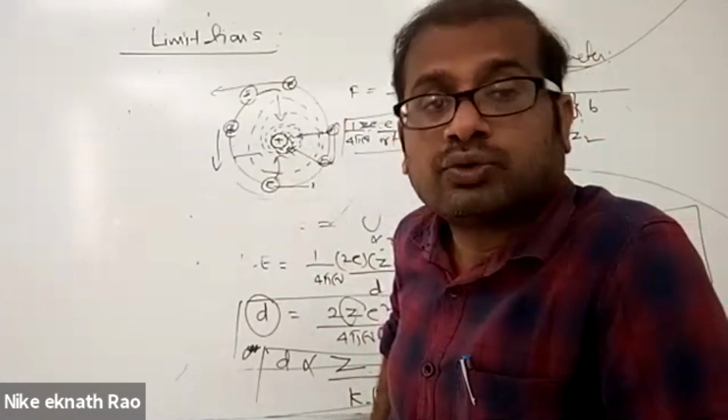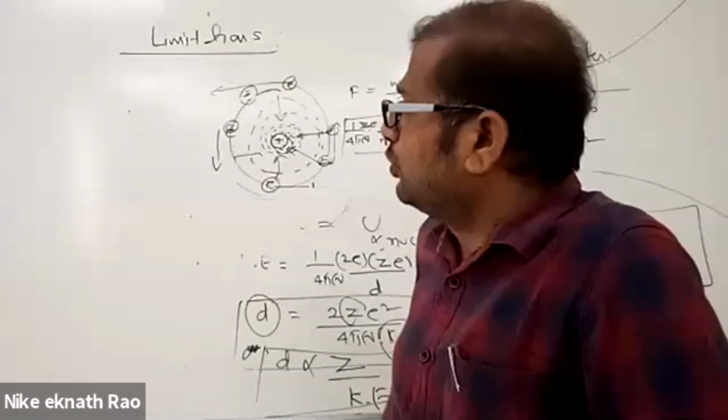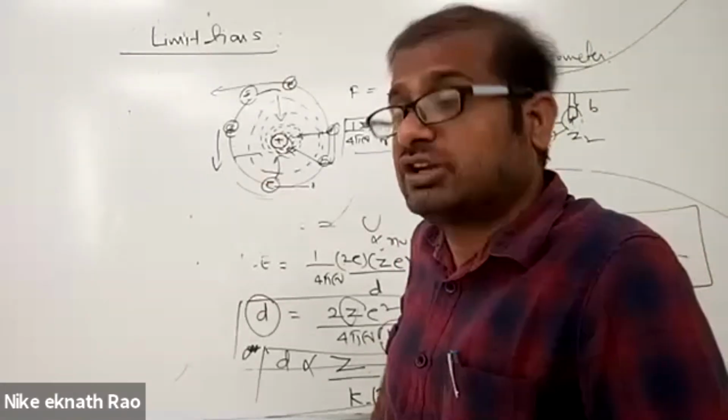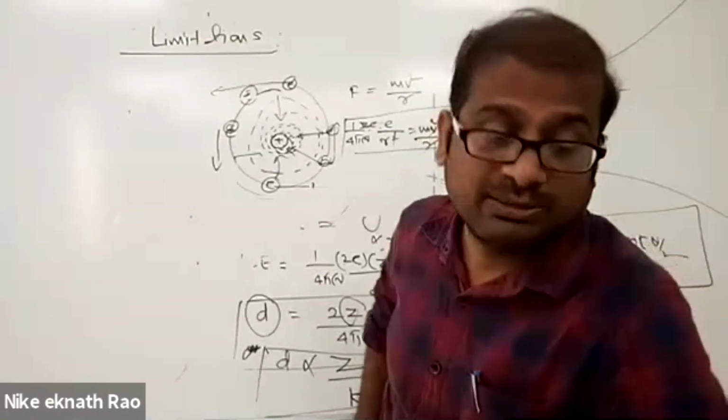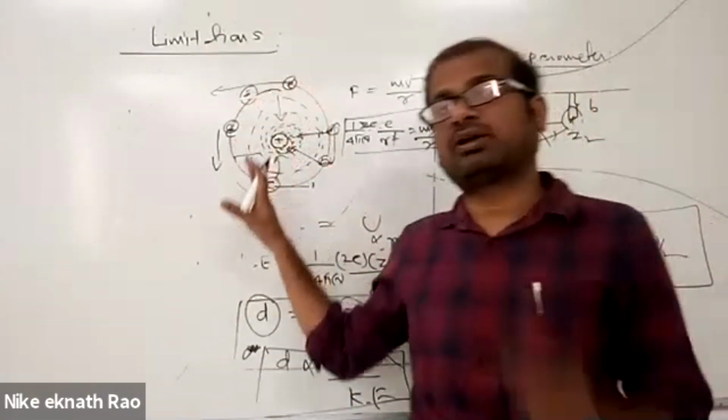So Rutherford was able to explain only partially. What is actually not happening? The atom is still stable, with electrons revolving. The stability of the atom could not be explained by the classical model.